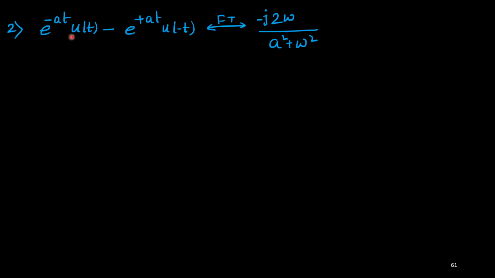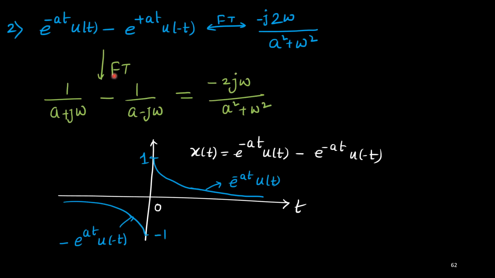Now we will consider one signal where the combination here has a minus sign. This is e to the power minus at u of t, and this is e to the power plus at u of minus t, but with a minus sign here. For this composite signal, computing its Fourier transform is very easy, because we take the transform of both parts. For this one it is 1 upon a plus j omega, for this one it is 1 upon a minus j omega, but here there is a minus sign. So here the a cancels out, and you get numerator minus 2j omega and denominator a square plus omega square.